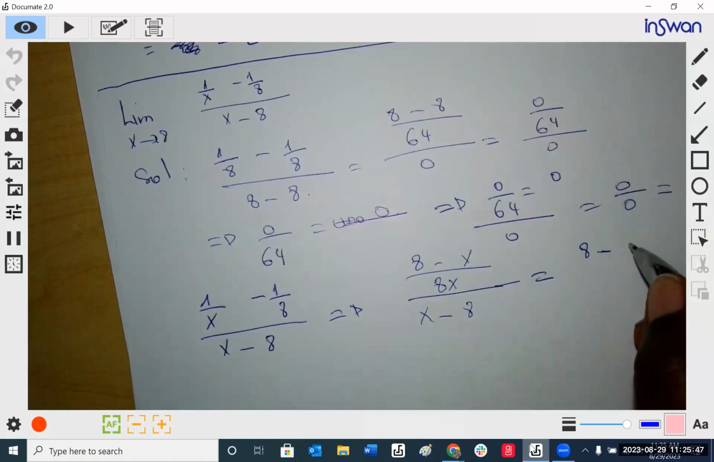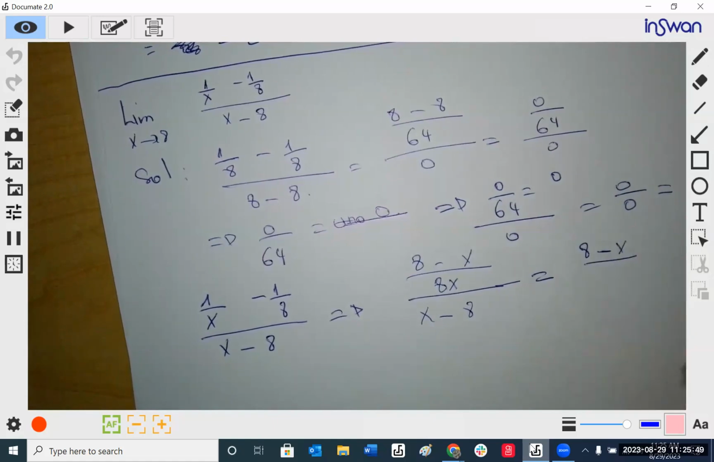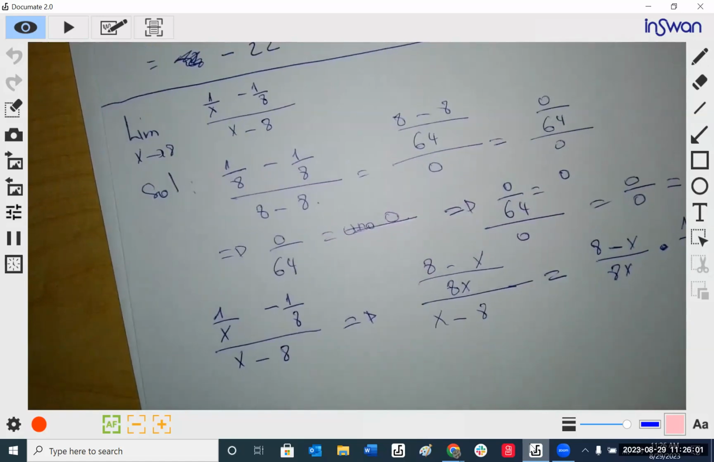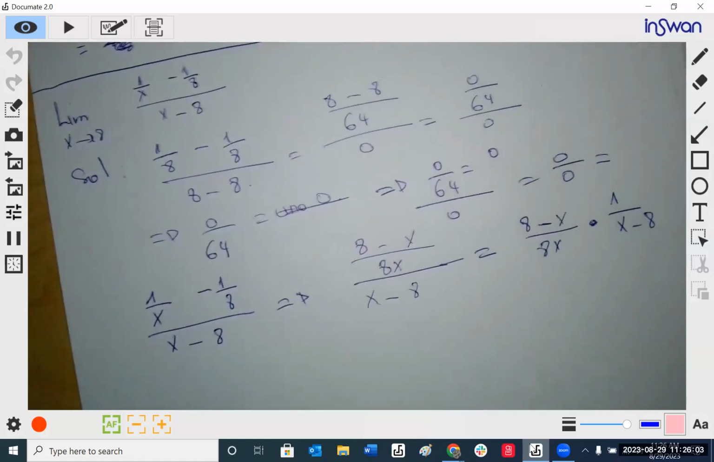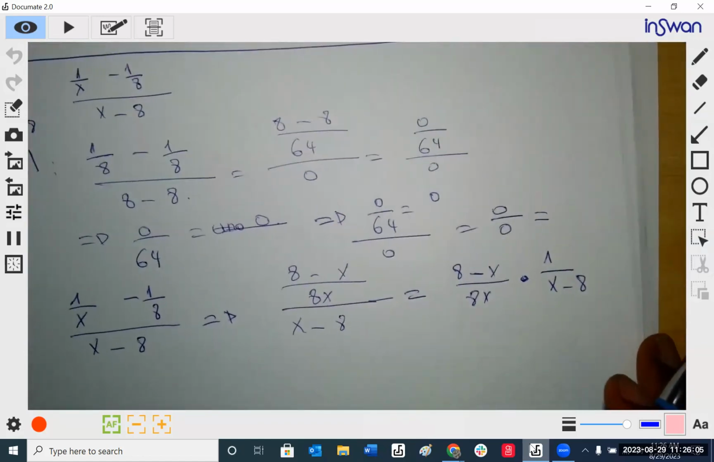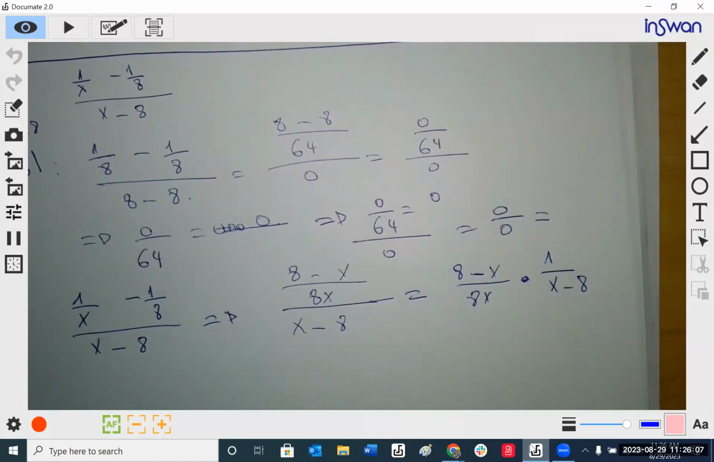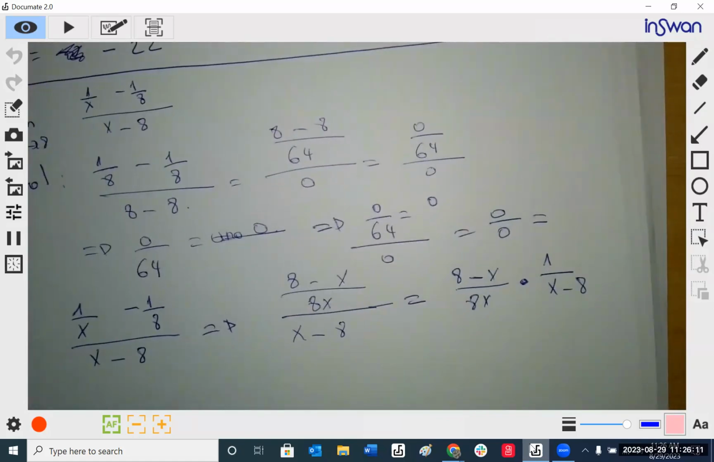Is x divided by 8x. Now times, take the reciprocal of the bottom. Okay, so can anything cancel? Yeah, we can cancel x minus... Oh no.